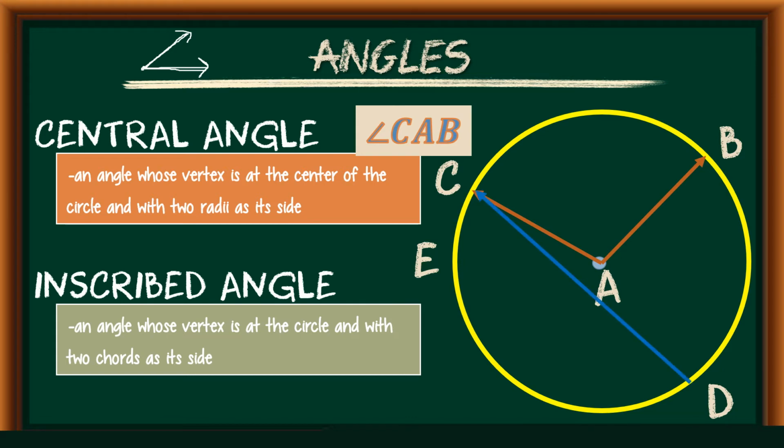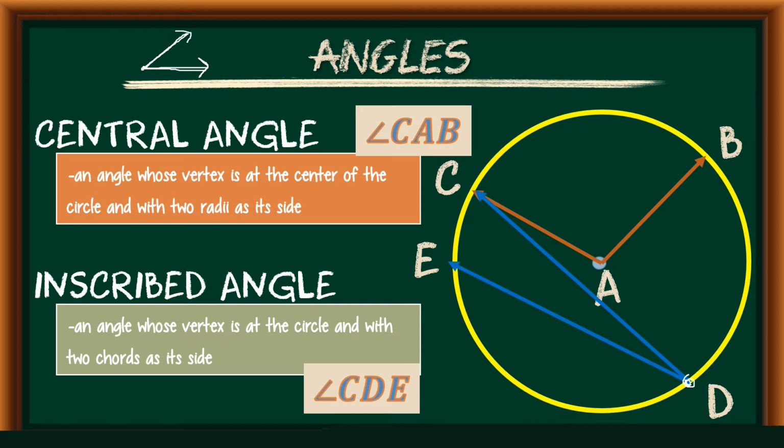So if we have, ayan, ang ginamit pala dito ay inscribed angle CDE. Ang vertex natin ay D. And pansinin ninyo, ito ay nasa mismong circle. And line segment DE and line segment DC ay mga chords. Okay, so yun yung pinagkaiba ni central angle at saka ni inscribed angle.